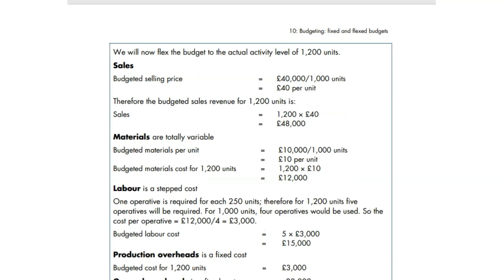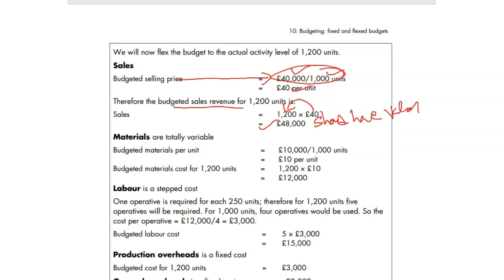Look at this. Budgeted selling price 40,000 divided by 1,000. That was our budgeted, wasn't it? 40 per unit. So that 40 times by 1,200, we're gonna get a flexible budget. It should have valued, or should be valued, shouldn't it? So budgeted cost per unit of sales is 40. So for 1,200 units, budgeted selling price should be 40 times 1,200, 48,000.